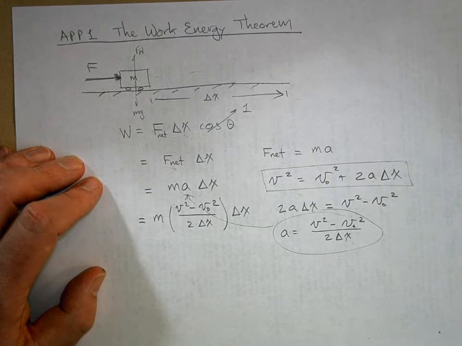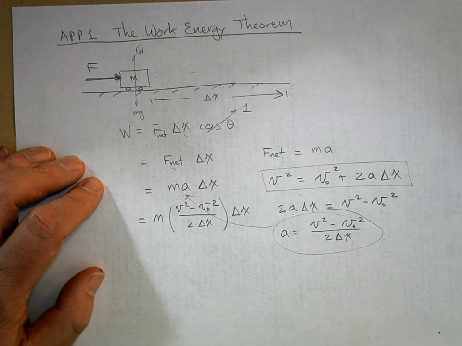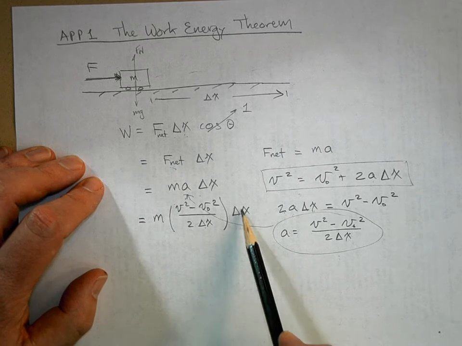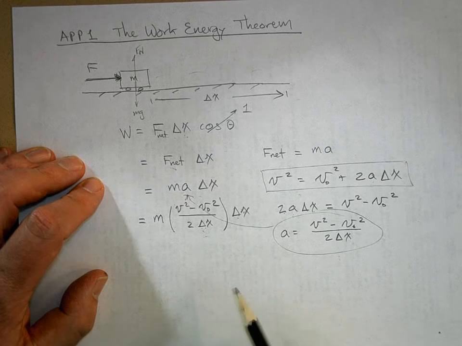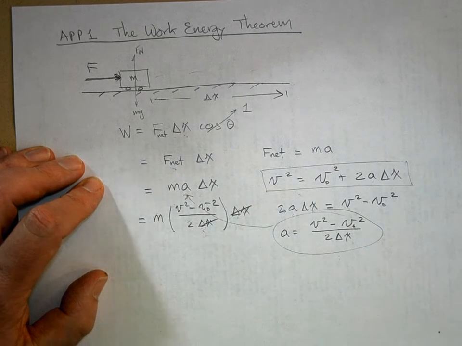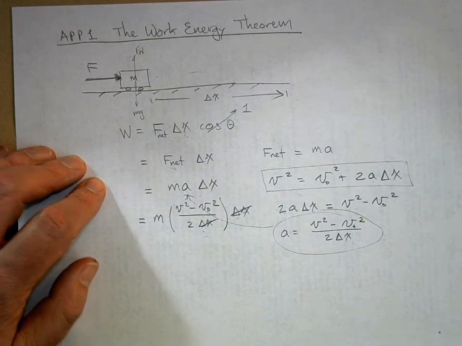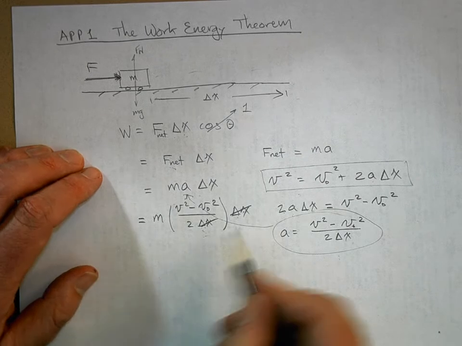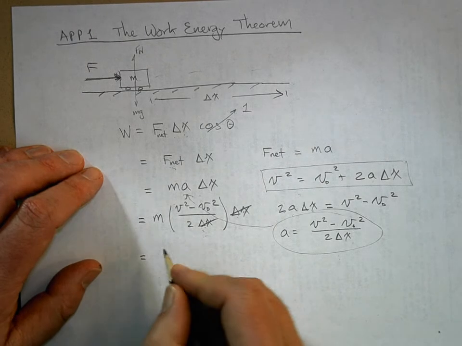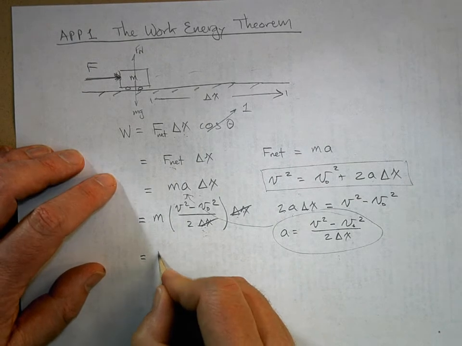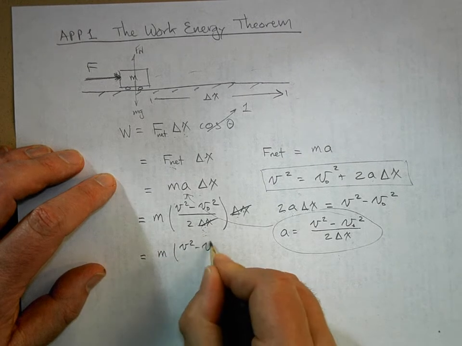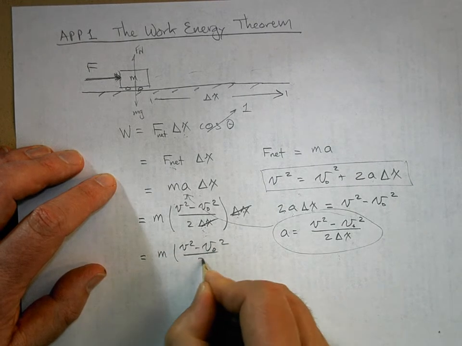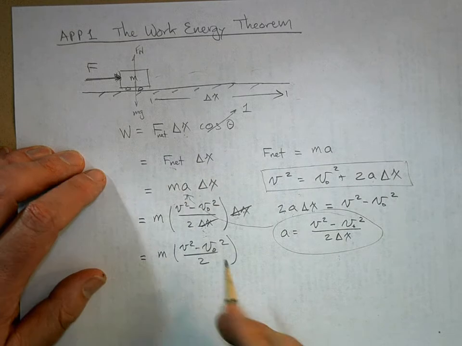Now what I want to do is simplify this. Delta x cancels out. Do this yourself. You don't need me. You can do this yourself. So this is equal to m times v squared minus v naught squared over 2. But this is kind of messy.